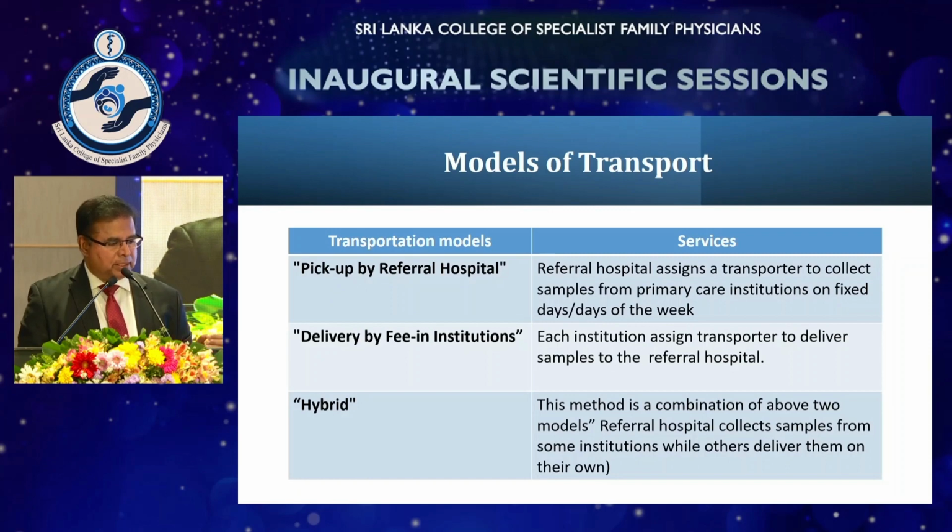One is pick up by the referral hospital. The referral hospital uses some kind of courier system or transporter to collect samples from the primary medical care units. That is called pick up by referral hospital. The other method is bottom up, the delivery by the PMC hospitals. Small hospitals assign a transporter to deliver the sample to the higher level referral laboratory. There may also be a hybrid method, because a regional director can decide that this will work in that particular area, so it can be picked up by a referral hospital, but some other area may be delivered by the feeding hospital. So both models can be used as a hybrid method as well.